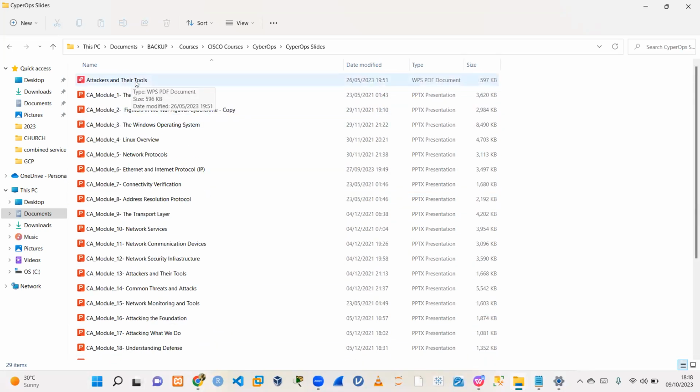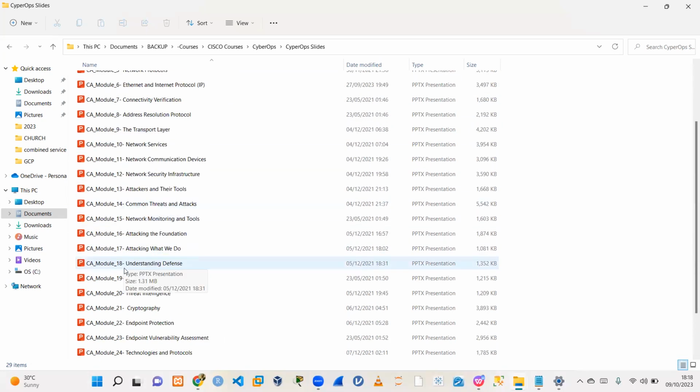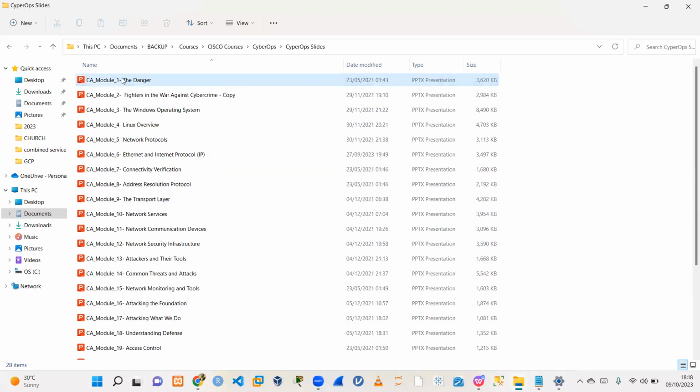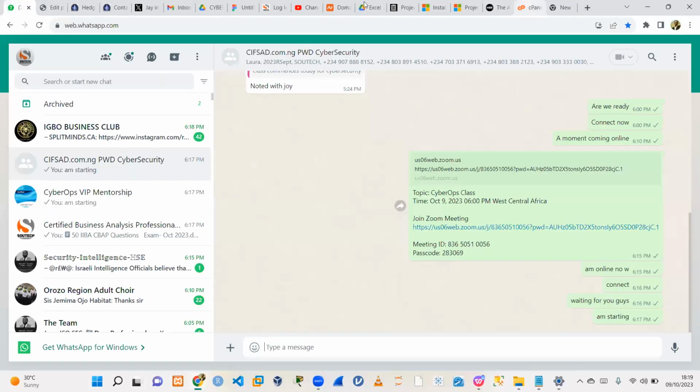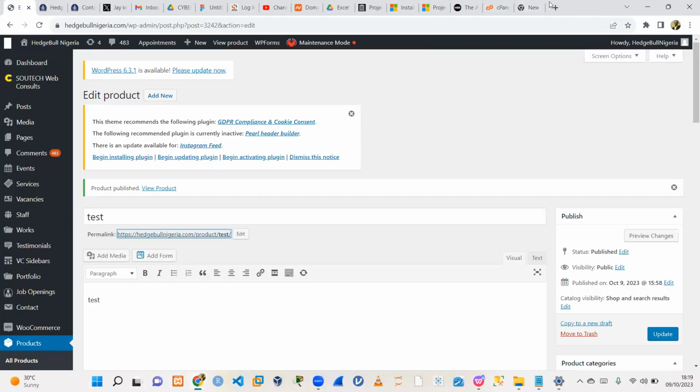Then you have attackers and their tools. That should be, I think, 1, 2, 3, 4, 5, 6, 7, 8, 9, 10, 11. Attackers and their tools. Yes, 13. So this is repeated. So if you remove that, you have 28. So it's 28 slides in all. And this is the course.